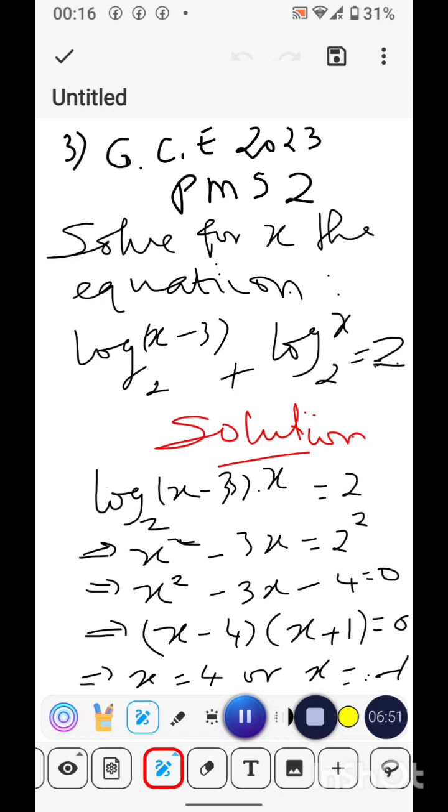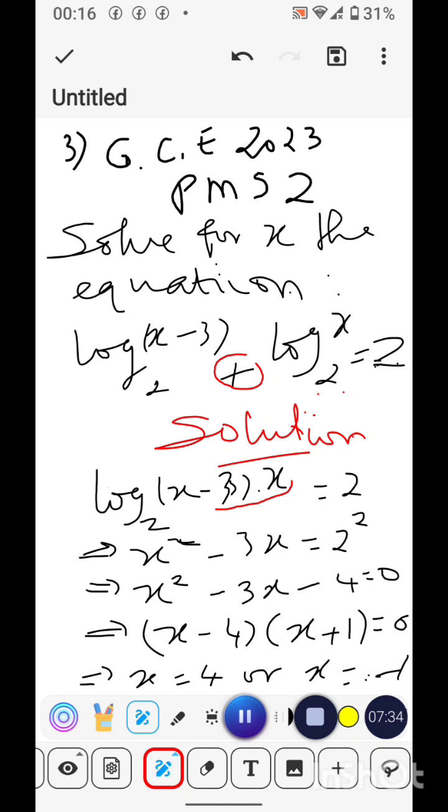Now, what have we noticed? We have noticed here that the base is 2, and the base here is also 2. That's the first remark. Then what is in between them? Addition. When we are adding logs, like we know log A base B plus log C base B, for example, is log AC base B. So here all this can be compressed to log x minus 3 times x base 2 is equal to 2.